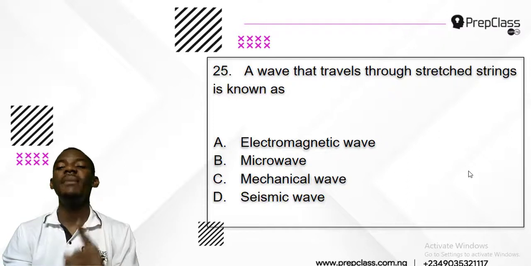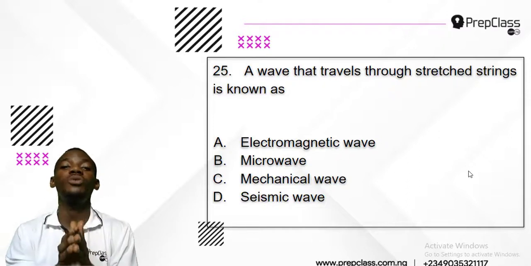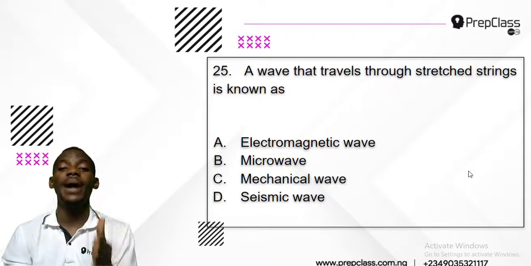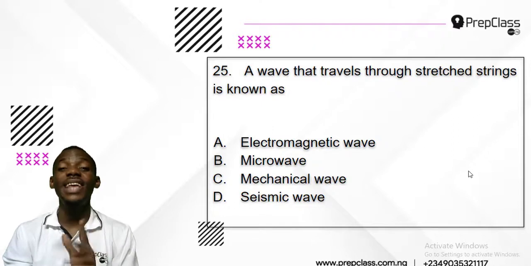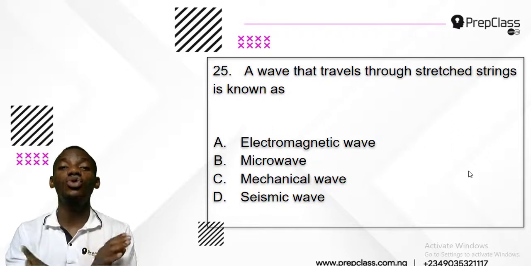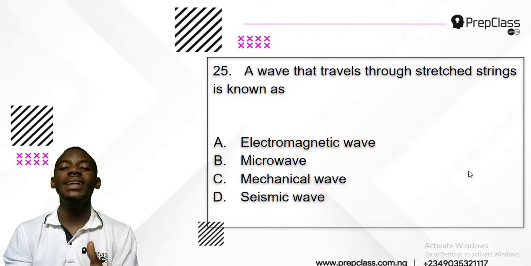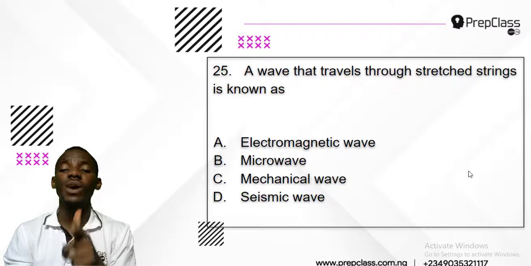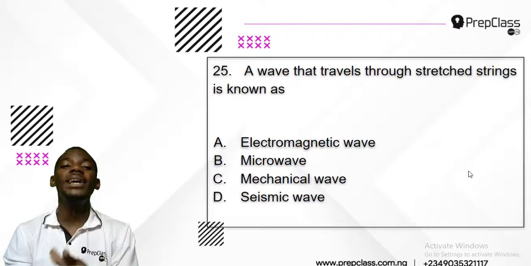Now if they've mentioned a spring, that means it is not an electromagnetic wave, because electromagnetic waves do not travel through anything. They travel through nothing. So electromagnetic wave is wrong. It's not the answer. Electromagnetic waves are waves like light. Mechanical waves are waves that travel through a medium. And in this question, the spring is the medium, making mechanical wave the answer to the question.